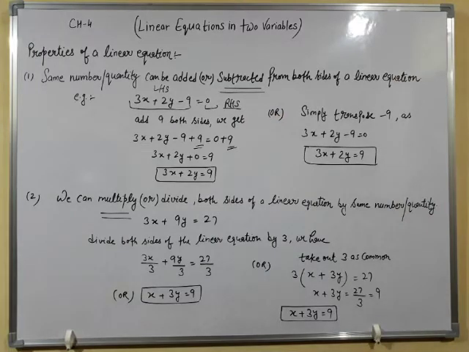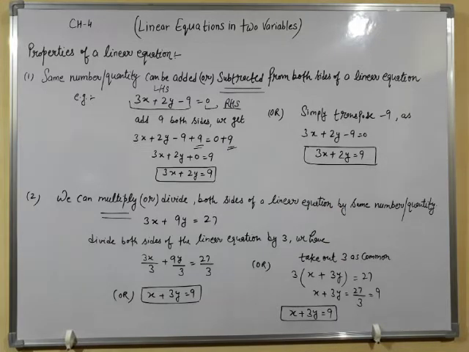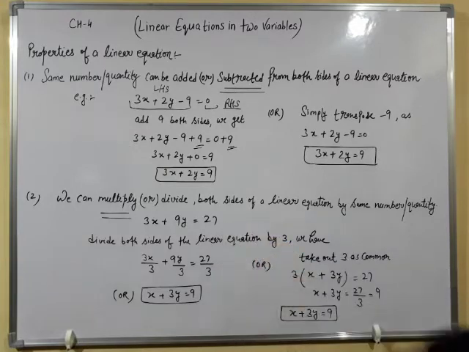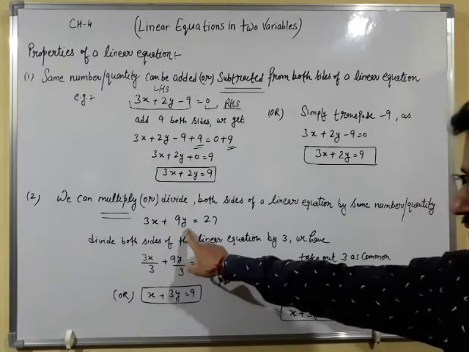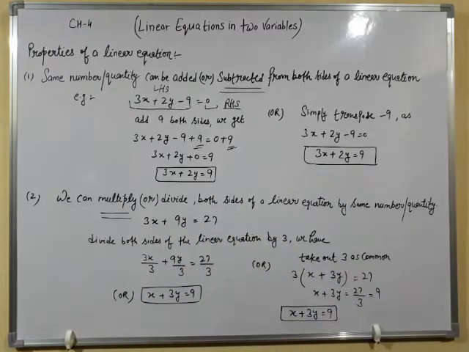According to the second property, we can multiply or divide both sides of a linear equation by the same number or the same quantity, and that number or quantity can be positive as well as negative. We have taken the example 3x plus 9y is equal to 27. It is a linear equation in two variables, because the degree of x and y is 1 and we have two variables x and y.